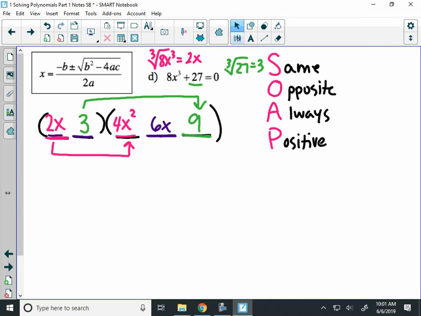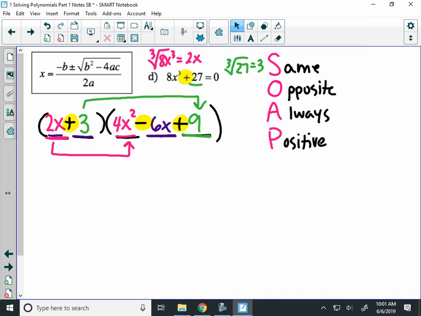You're going to put signs, plus or minus signs, in between all the terms. And it's going to be based off of the original sign, which here is positive. So the same sign as that is positive. So that's why we're going to put a plus for same. The opposite of plus is a minus, always positive. Now that's your factored form.